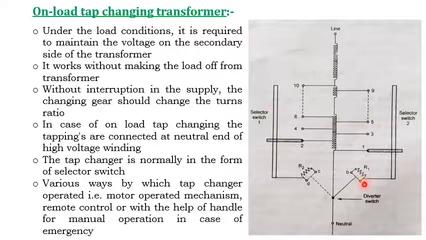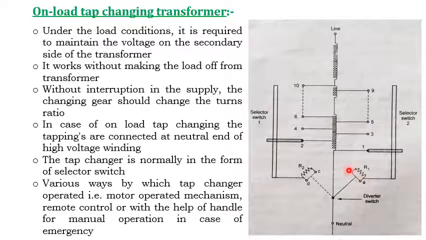Now if I move this diverter switch from right to left, what does right to left mean? I connect tapping 1 to 2 through the selector switch. How do I do it? I move the diverter switch. Just a little bit, you open this from point A. If point A is opened a little bit, what happens? Your load current will be flowing through the resistor R1 and point B.